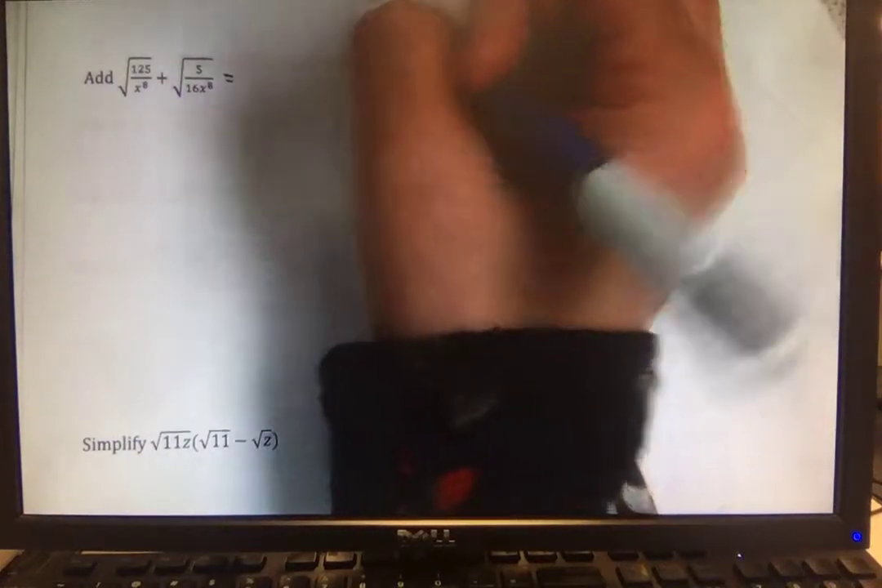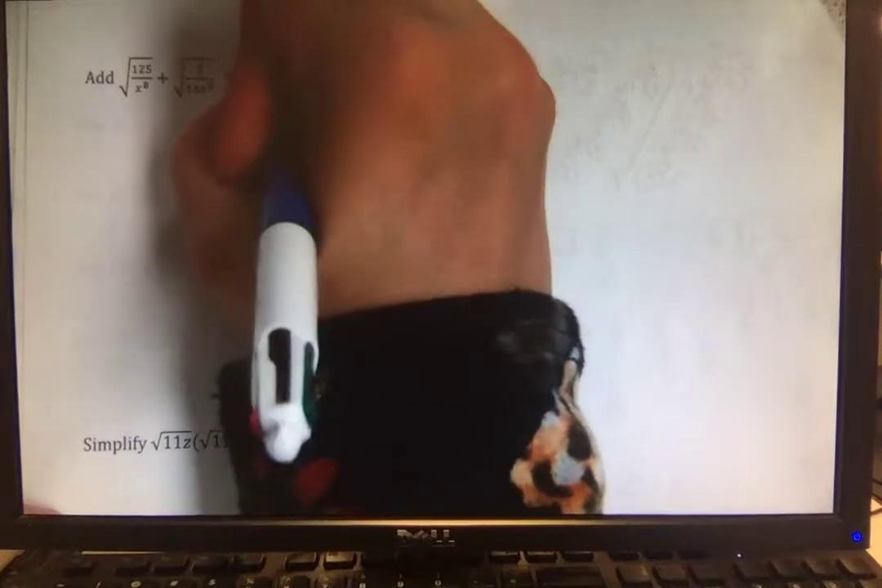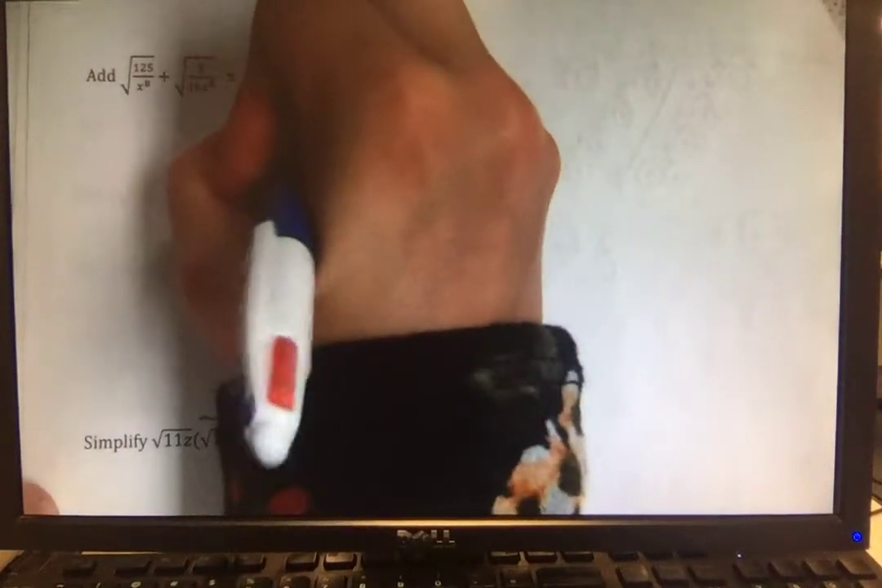So starting off with the square root of 125 over x to the 8th, we can use the quotient rule to split this up and say the square root of 125 divided by the square root of x to the 8th.